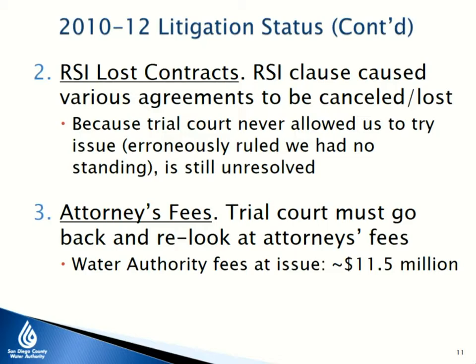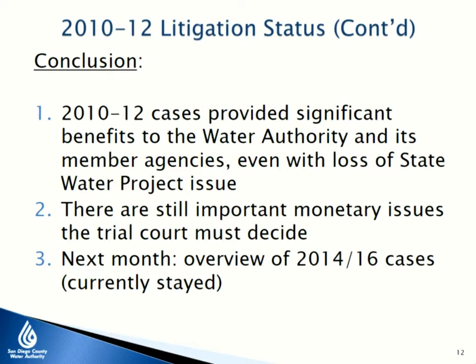Additionally, on attorney's fees, there had been an issue at the trial court level where we won a portion of attorney's fees and another portion was denied. The Court of Appeal reversed the trial court on its position that we couldn't make one argument, and so basically it's sending the whole matter back to the trial court to look at again. We have about $11.5 million in fees that are at issue that the trial court will have to make a decision on. Next slide. So in conclusion, these cases that were already litigated provided significant benefit to the Water Authority.